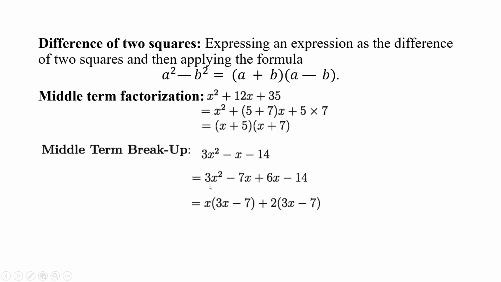So take a common term from these two terms, that is x. You will get x(3x minus 7), plus take a common term from 6x minus 14, that is 2. We'll get 2(3x minus 7). And after that, take the common part 3x minus 7 from this portion and from this portion. You will get (3x minus 7)(x plus 2), and it is a very good answer.